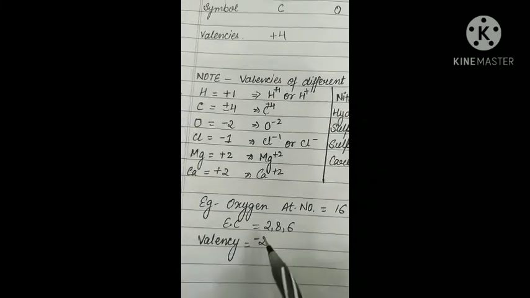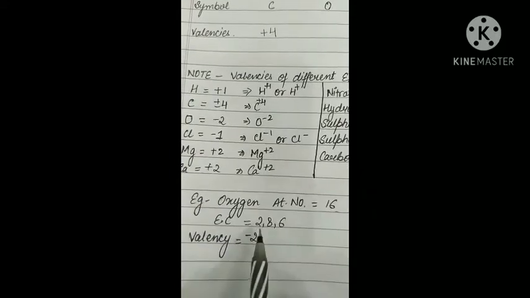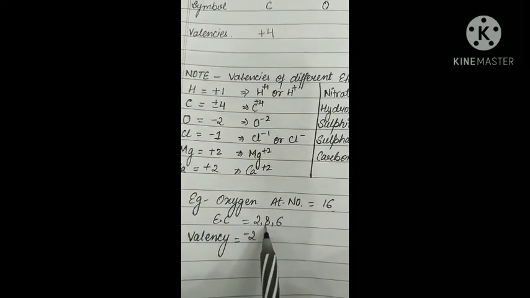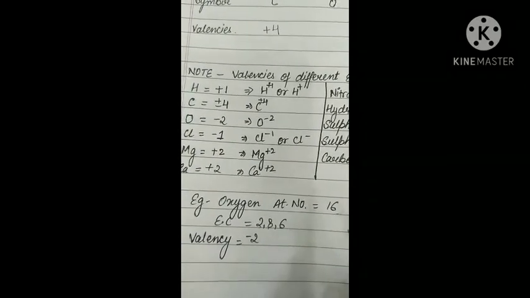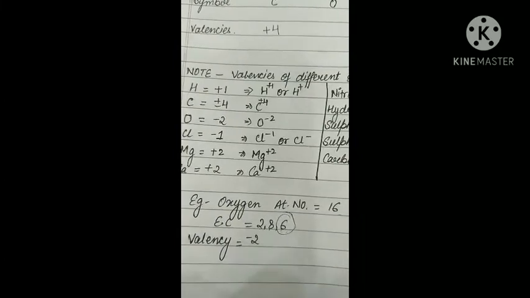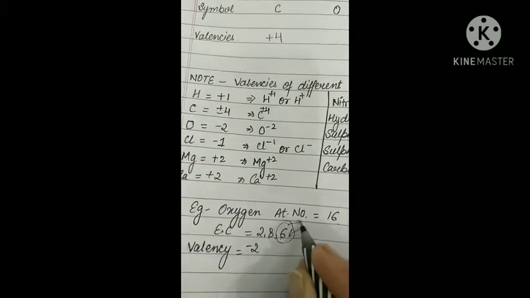Please remember this. Atomic number is 16. So the electronic configuration means the first shell can have 2 electrons, the second shell 8 electrons, and then the third shell gets the left electrons, that means 6. So what is easy for it? To take 2 electrons or to give 6 electrons.